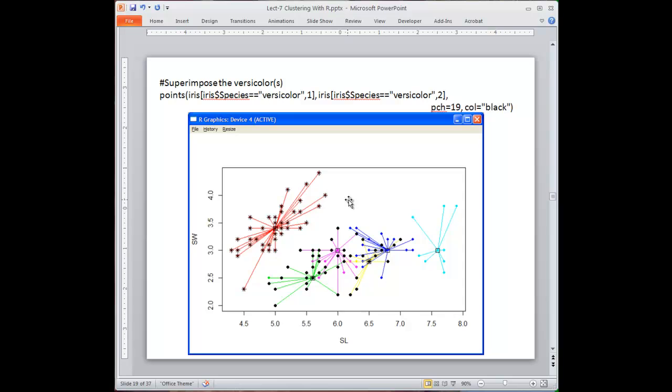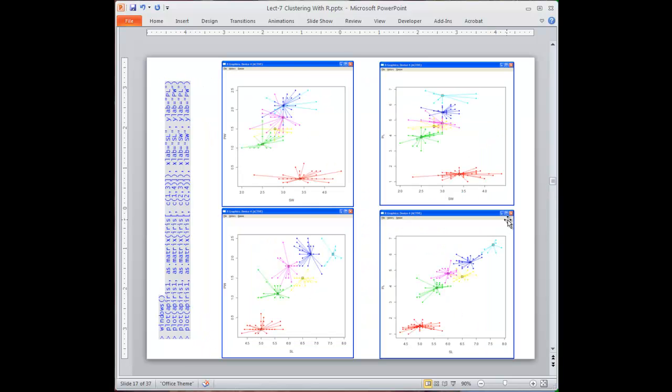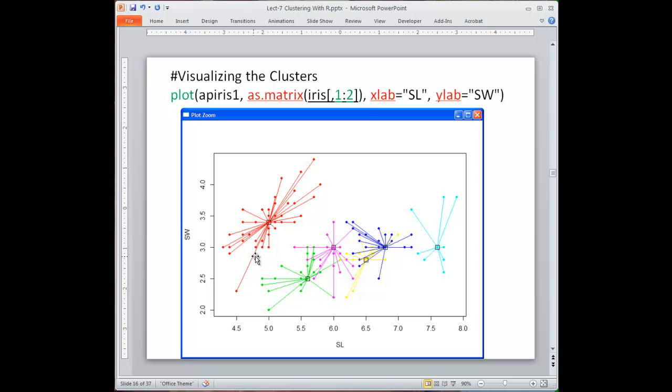In the second part, we calculated the similarity matrix and we created a clustering object, and we also plotted the clustering object on an XY scale or in a 2D scale. Here I plotted it with sepal length versus sepal width, and here it's important to say as matrix, and here I am picking the first column and the second column, sepal length and sepal width.